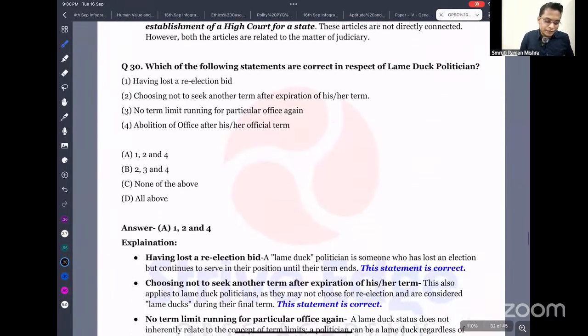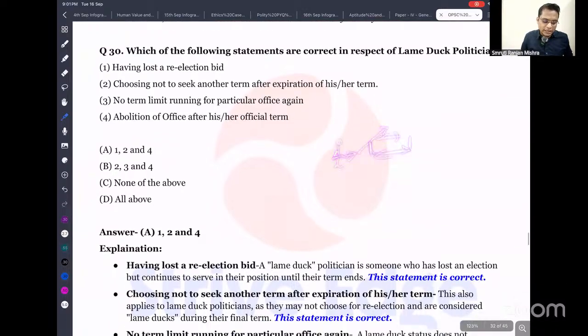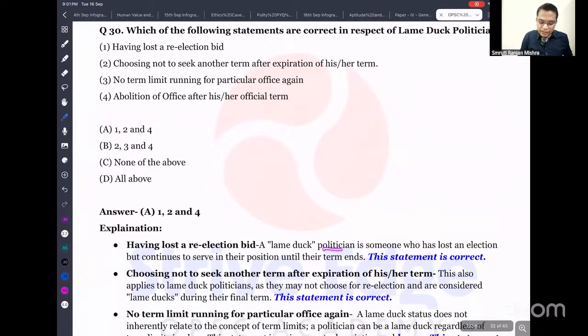Chaliye. So next is, which of the following statements are correct in respect of a lame duck politician? Lame duck politician means a politician who has lost, but is still occupying office until the point when that person has to vacate the seat. So this duration is called lame duck. So a lame duck politician is someone who lost an election but continues to serve in their position until their term ends. Okay, so that is what is given.